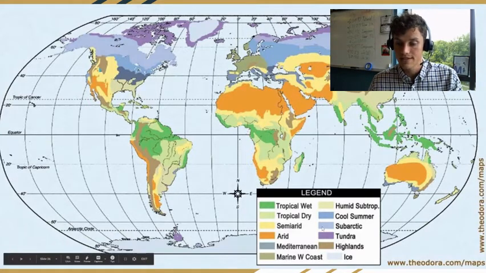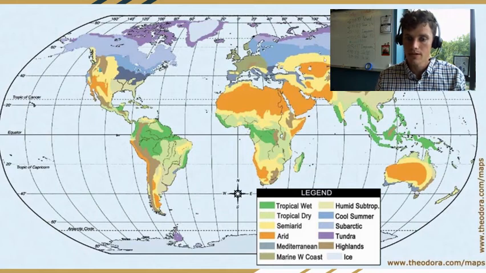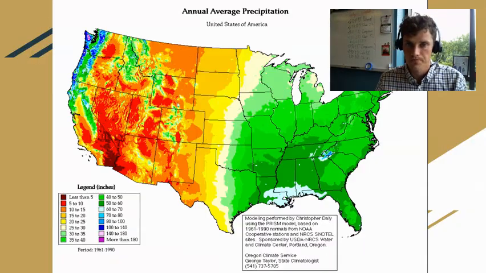And you can see that the subarctic and the tundra, those are really cold places. Notice how they're up north, away from this warm equator. Up north is where you'll find the cold Arctic temperatures.